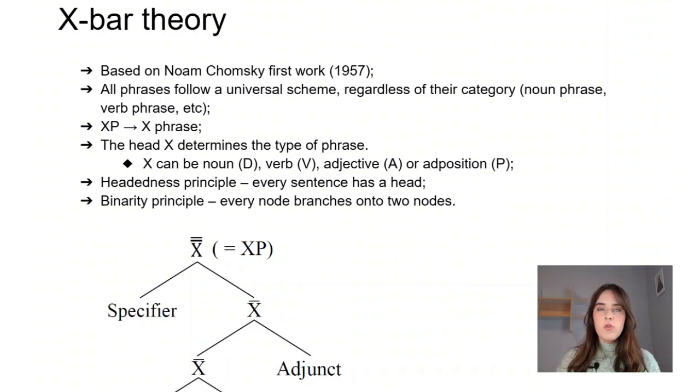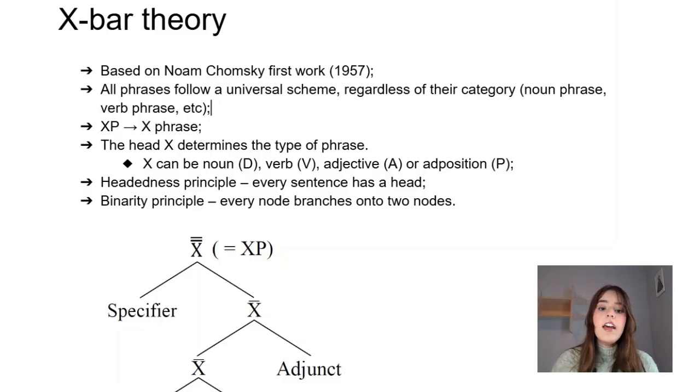A big part of linguistic theories is an attempt to create models that will explain all types of linguistic phenomena. One of these models is the X-bar theory, which was based on Noam Chomsky's first work from 1957. According to the X-bar theory, all phrases follow a universal scheme regardless of their category. So you can have a noun phrase, a verb phrase, and they all fit inside of the X-bar. These phrases will be labeled by XP, with X being the type of phrase it is.